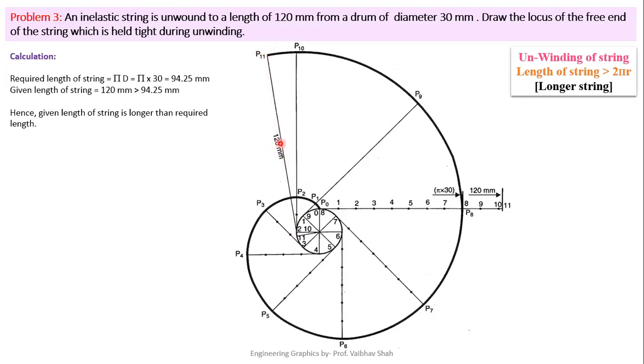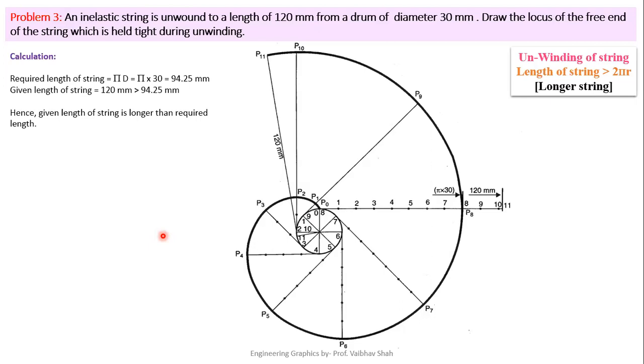It is obvious, as it is said, unwound to a length of 120 mm from a drum. So this is your drum and we have now unwound the string of 120 mm around the drum. So this is the final position of your string. And this is the dark curve generated, which is nothing but your involute in this case.